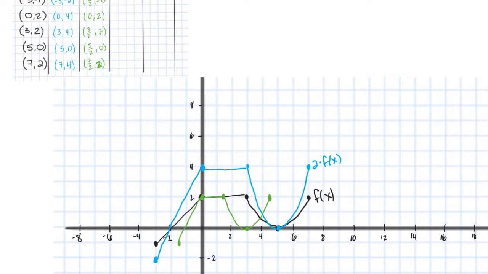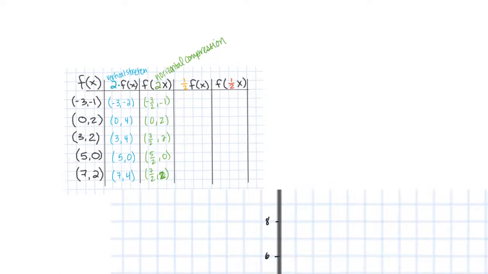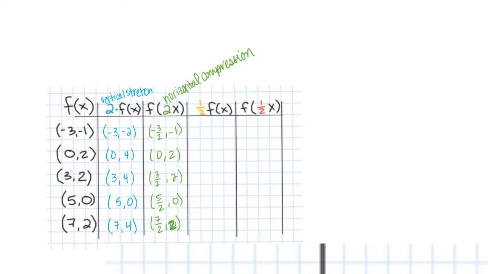Let's move on to what happens when we multiply the outside of the function by 1/2. Again, multiplying by the outside of the function manipulates the y-coordinate. So we're going to multiply all of the original f of x values' y-coordinates by 1/2. So (-3, -1) becomes (-3, -1/2). (0, 2) becomes (0, 1). (3, 2) becomes (3, 1). (5, 0) stays (5, 0). And (7, 2) becomes (7, 1).